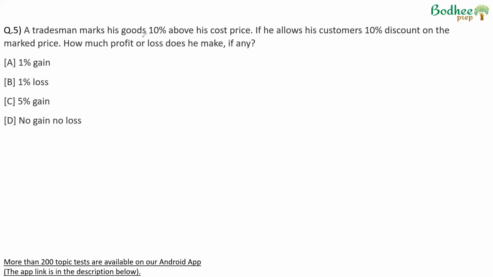A tradesman marks his goods 10% above the cost price, markup percent, allows his customer a 10% discount on the mark price. How much profit or loss does he make? Profit is equal to markup minus discount minus markup into discount upon 100. This will simply be 10 minus 10, 0, minus 1%. Minus means loss, 1% means 1%. So 1% loss becomes the answer.